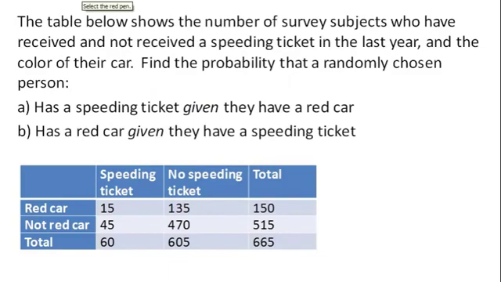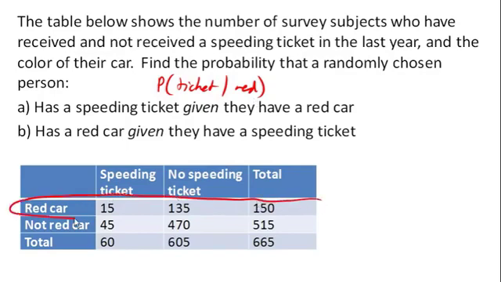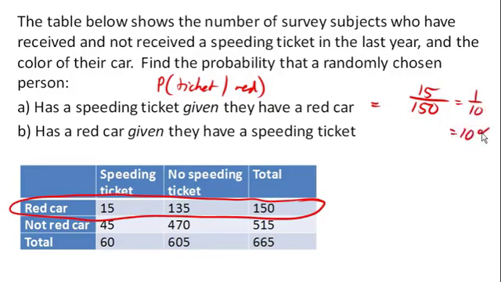So let's find the probability that they have a ticket given that they have a red car. Now we're given that they have a red car, so we know right away that we're only talking about these 150 people. Out of those 150 people with a red car, how many of them got a ticket? Well, 15 of them got a ticket, so that's 15 out of 150, or 1 out of 10, or 10% of people with a red car also had a ticket.